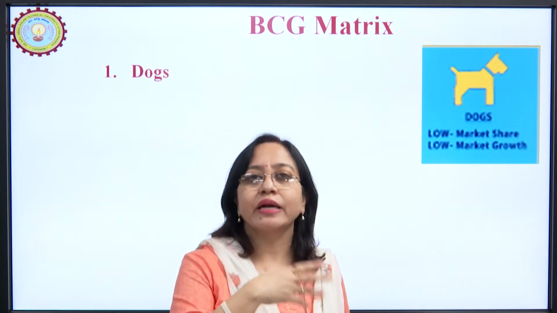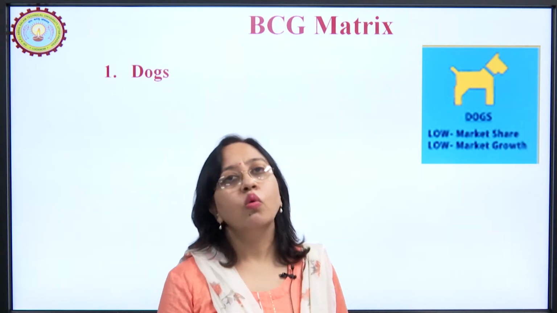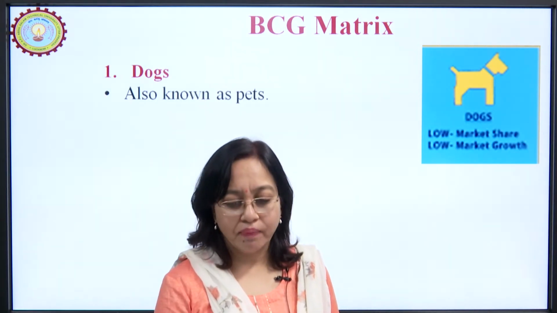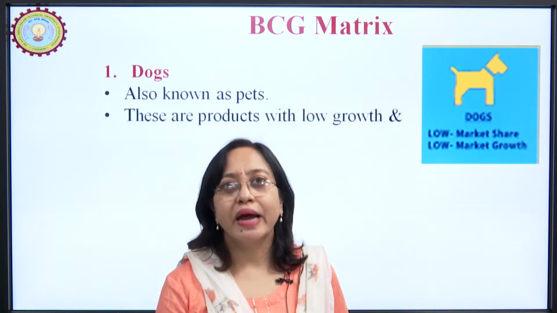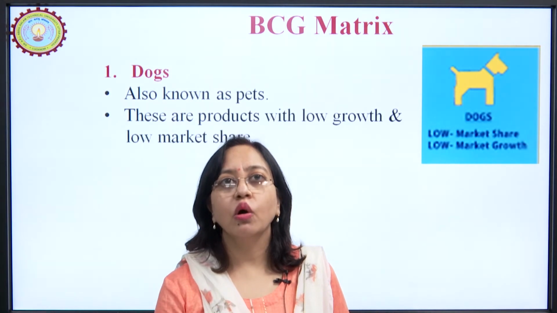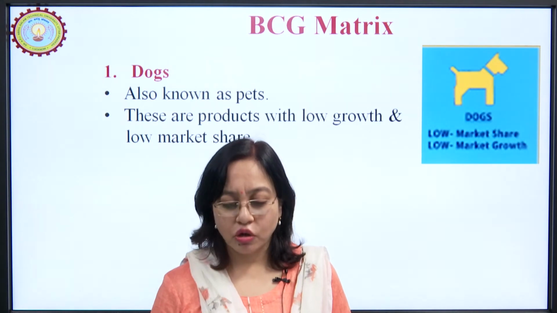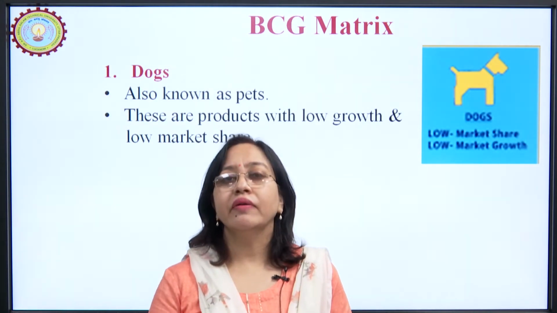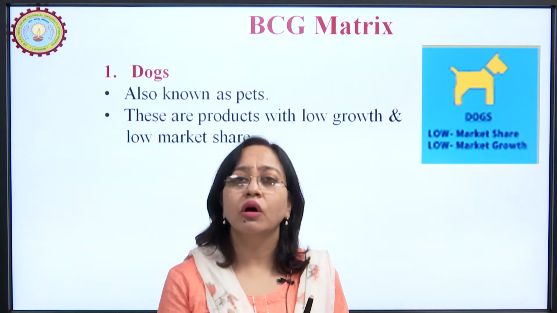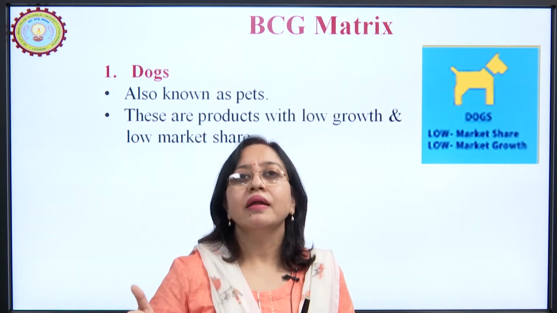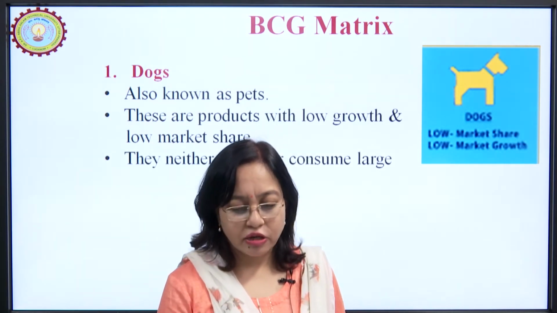So, in that perspective, here also the word dog has been used for businesses and products which are not performing very well, because both things are low here, right. These are also known as pets. These are products with low growth and low market share. That was obvious from the matrix also. In terms of competition within the market, your product is very low, and the growth rate of the market is also not very attractive.